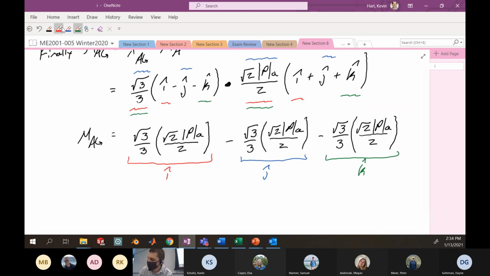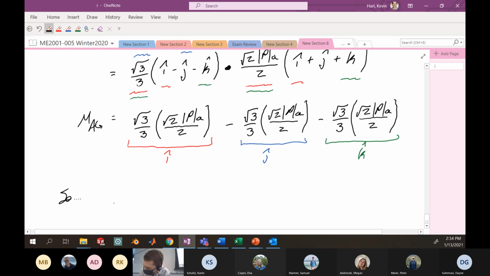Okay. It's nice that some of these kind of cancel each other straight away. Like the I and the j contributions here will just cancel each other straight up. So it's nice. Finally, you're ending up with the moment about this particular line. Negative root 3 on 3 multiplied by root 2 magnitude of P times A over 2.